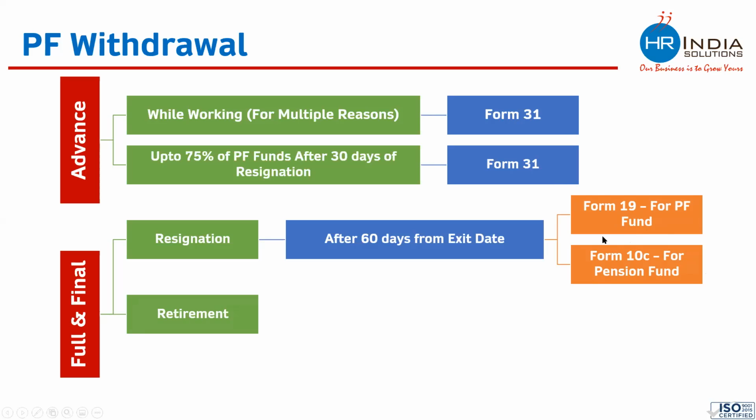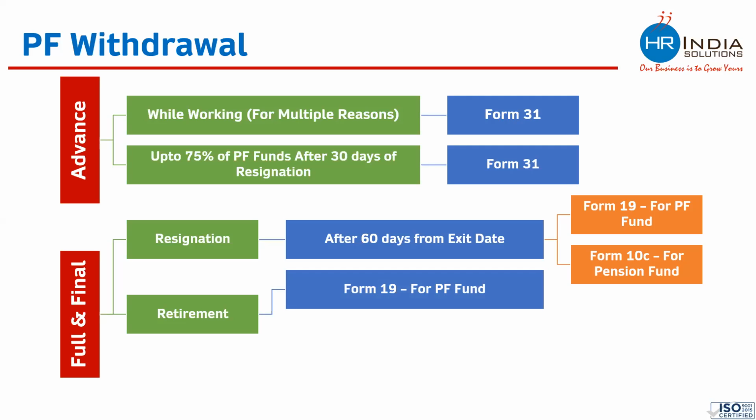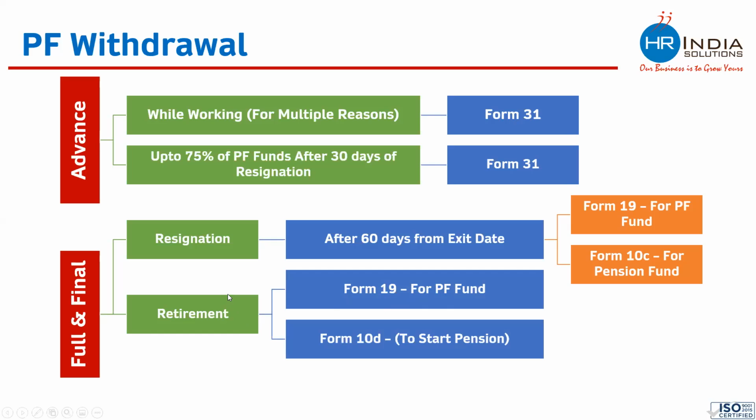Then the second case is retirement. When the employee has served for more than 10 years and has reached the age of superannuation, that is 58 years, in that case, the employee becomes eligible for retirement and for the monthly pension. So post retirement, the employee can withdraw the entire savings in the PF fund by filling form 19, and he can withdraw the entire savings with interest, right? Post retirement, I'm talking about. Second, he can apply to start his monthly pension by filling form 10D.